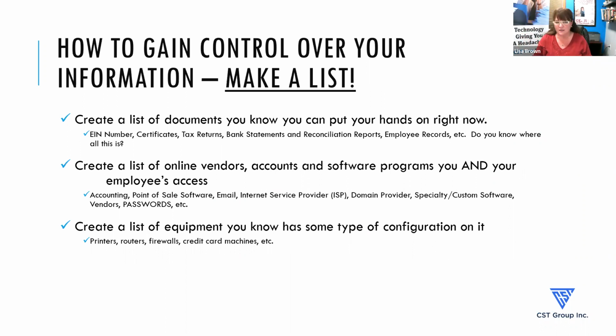This is the goal for today, that we get an understanding of how we're going to obtain the data. So step number one is let's create a list of the documents you know you can put your hands on right now. Those are all the stuff that's physically in your office somewhere. I'd like to say they're in a secure location. So let's just assume that everything that's important is in a file cabinet, a fire safe location, maybe a safety deposit box. So get a list of all those documents that you know you could potentially need in an emergency.